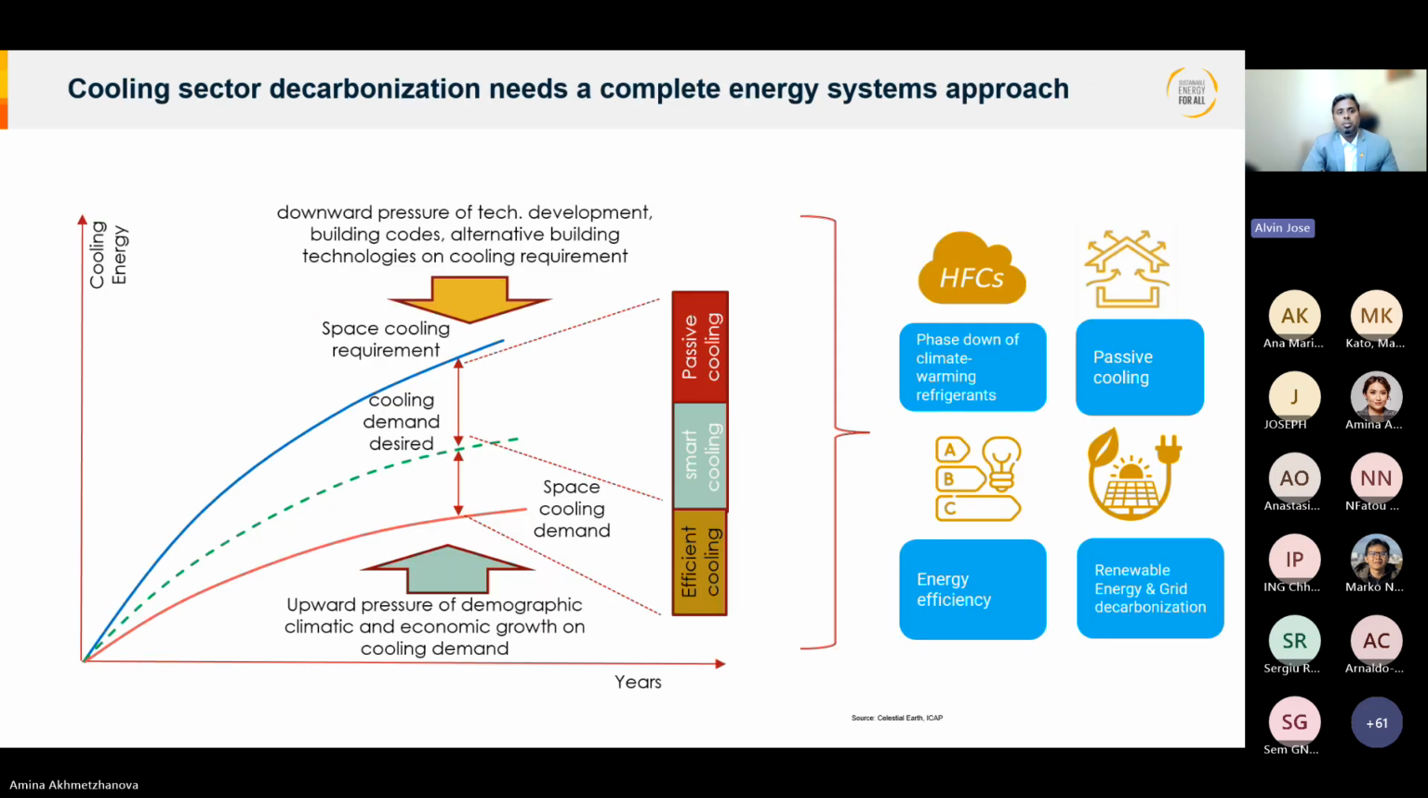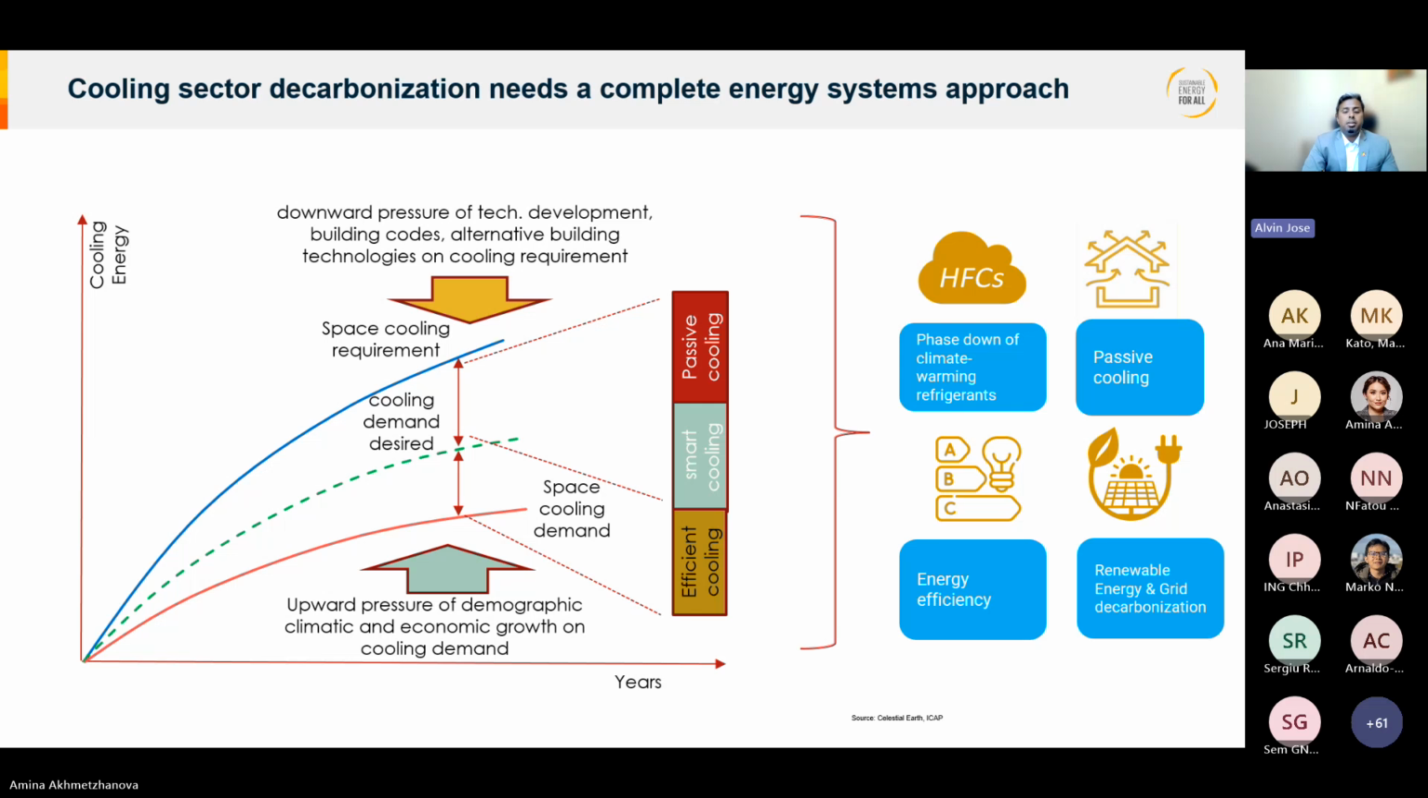Very specifically on cooling sector decarbonization, one of the key things is that there is a need to really understand what your cooling requirement is in a country. And this is very different from cooling demand. Cooling demand, typically, the way we look at it is: what is the current stock of equipment, how has demand grown over the past years, and how do we see this growing in the future.